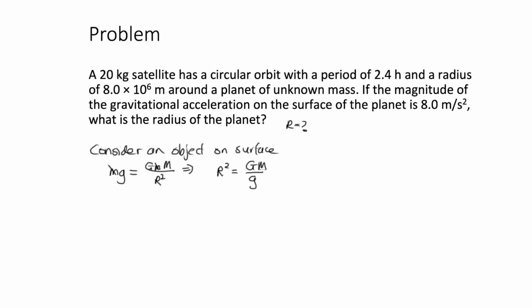Now the problem here is that the mass of the planet is unknown. So we're going to have to come up with another expression to find the mass of the planet so that we can get this radius. To do that, let's consider the satellite in orbit.